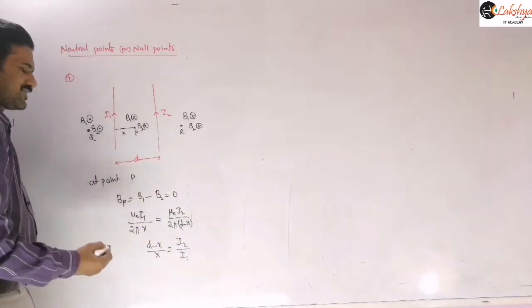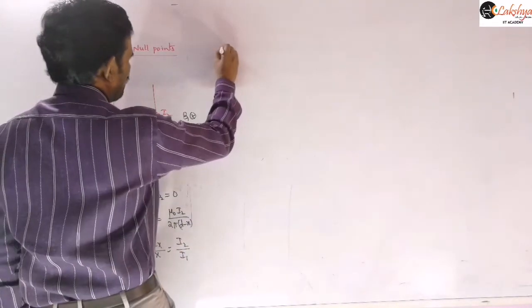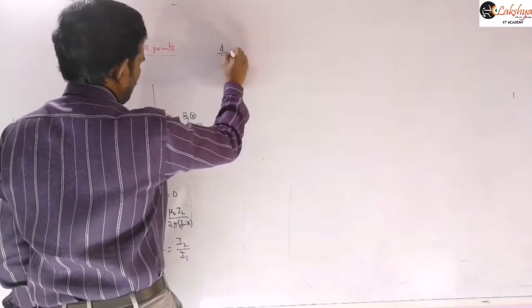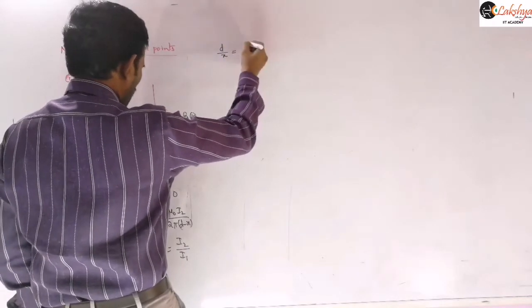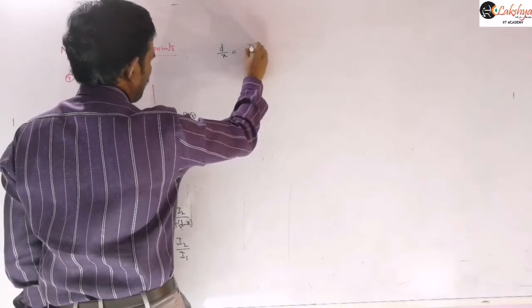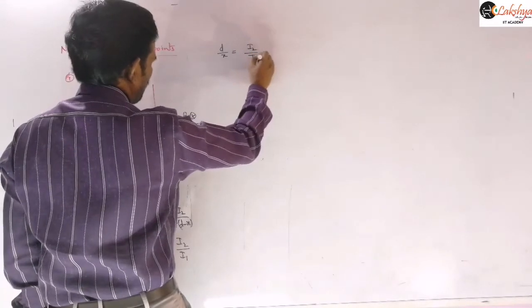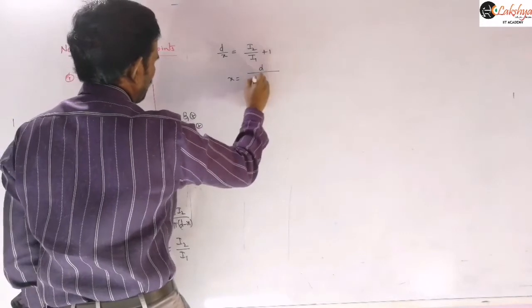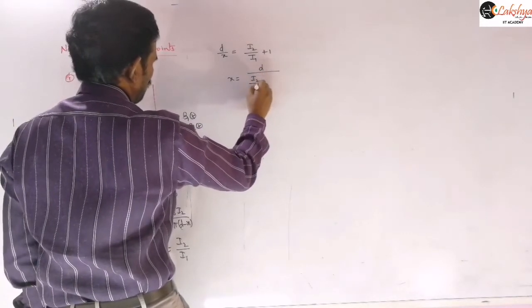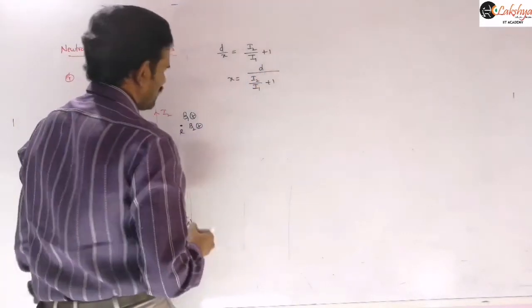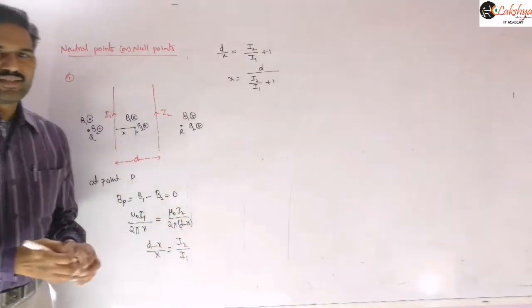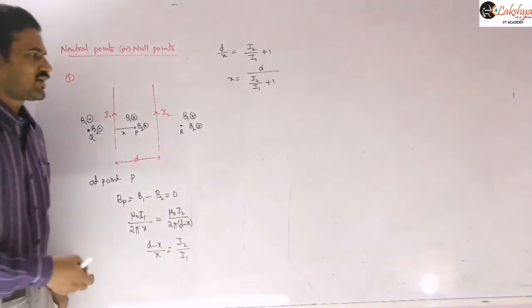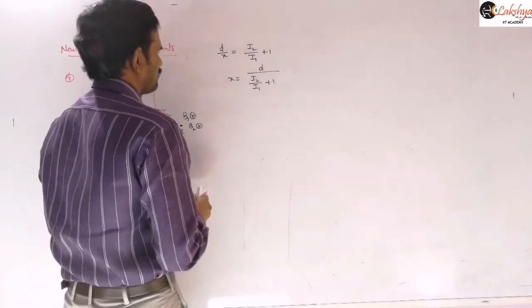And so then from that you may simplify so that you will get the expression for this x here. That means this value will be I2 by I1 plus 1. Therefore x is equal to d by (I2 by I1 plus 1). So that is the case when the currents were in the same direction, when both the currents are flowing in the same direction.